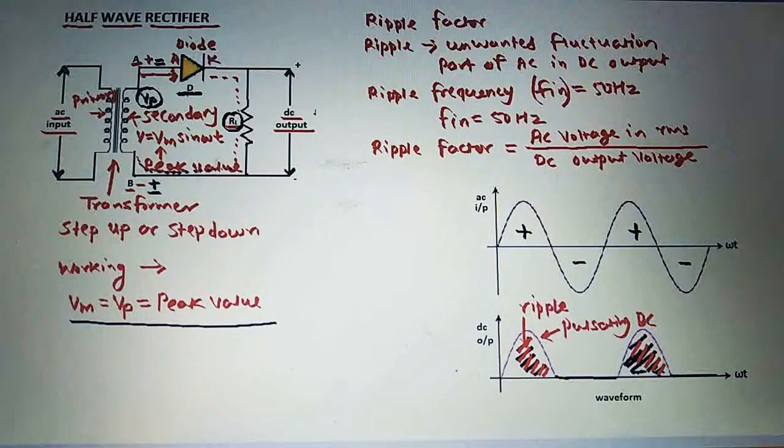Next is percentage ripple. So percentage ripple, we can find that percentage ripple as equal to the ripple factor into 100. So the percentage ripple is equal to the ripple factor into 100. So this is all about the half wave rectifier.